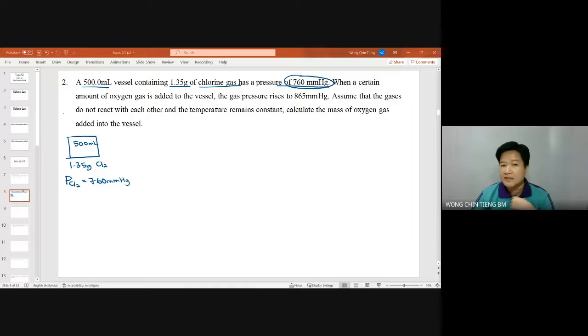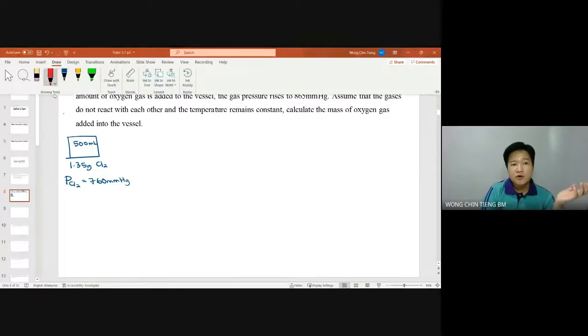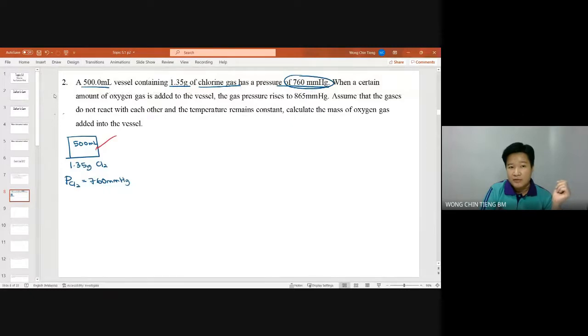Oxygen gas is added into the vessel, the pressure rises to 865 millimeter mercury. So apa yang berlaku? Bila saya nak ukur benda ni, I have the same container, I added in oxygen gas. Tapi saya tak tahu saya tambah banyak mana. But what I know, the pressure rises to this amount. So my question over here, the 865 millimeter mercury adalah pressure siapa dengan siapa?